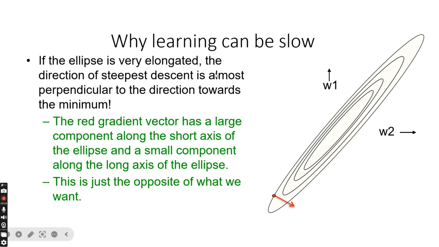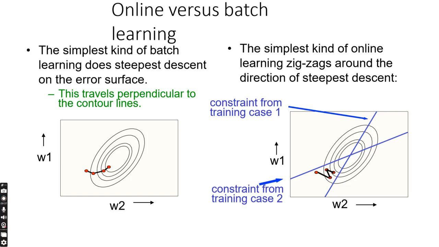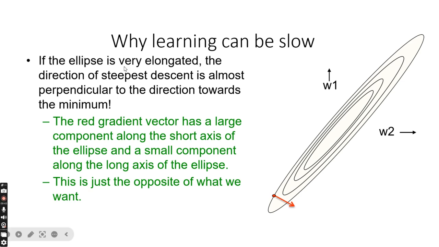Now, why can learning be slow? You are gradually increasing or decreasing the weights in order to get the actual output, but this takes very, very long. Why is it slow? Because if the ellipse is very elongated, the direction of steepest descent is almost perpendicular to the direction towards the minimum point. You already know how to plot the error points and connect them. So if the ellipse is elongated, every time you plot the error point, you reach some conclusion, then you adjust the weight, and again you connect the error point.